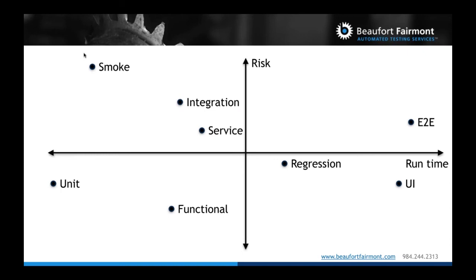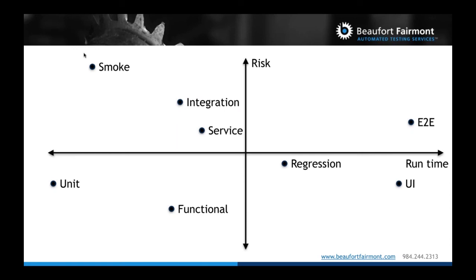So for this particular company, the risk that smoke tests would point out if one were to fail was very high. The risk for functional tests was low. The run time for unit tests was very short, the runtime for end-to-end tests was very high. And once I plotted it like this, I realized this really has a lot to do with how we manage our test cases within continuous integration.